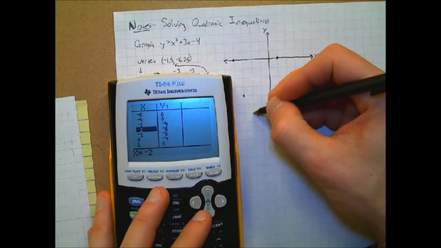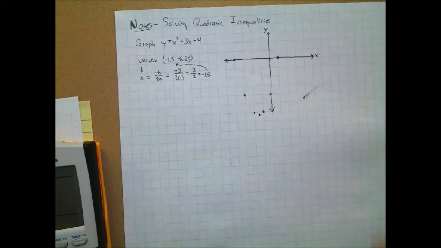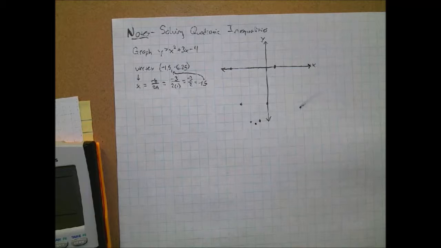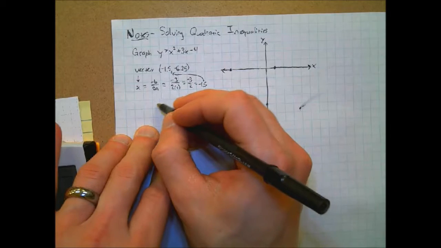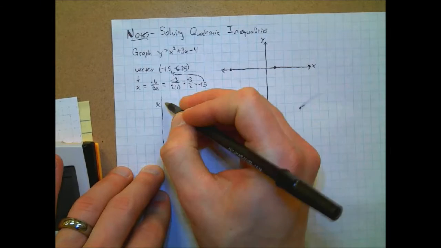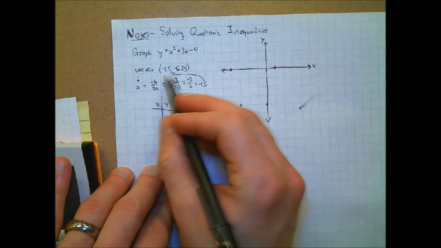Okay, perfect. So there are all my points. And again, if you wanted to organize this in your own table, you could. Again, make the XY table. Put your vertex there in the center of it.